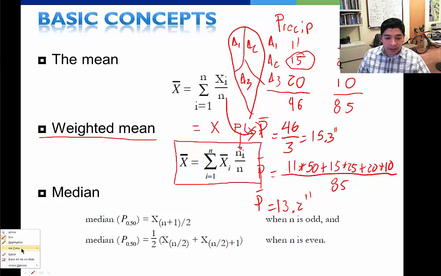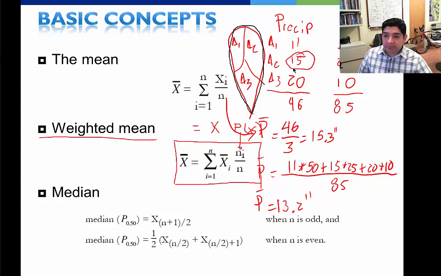Okay, so in terms of precipitation, imagine that we have a basin, and this basin can be divided in three different areas: Area 1, Area 2, Area 3. In each of these areas, we may have a precipitation, let's say, of 11, 15, 20 inches a year. So in this basin, our mean precipitation, the arithmetic mean, will be the sum of the precipitation over 3.